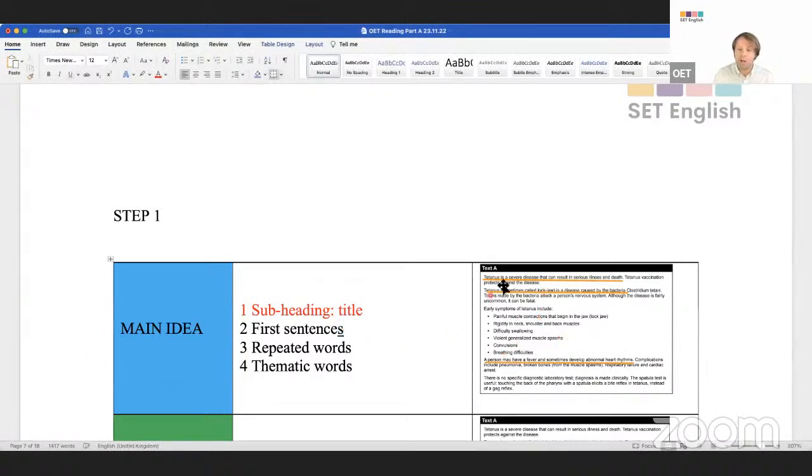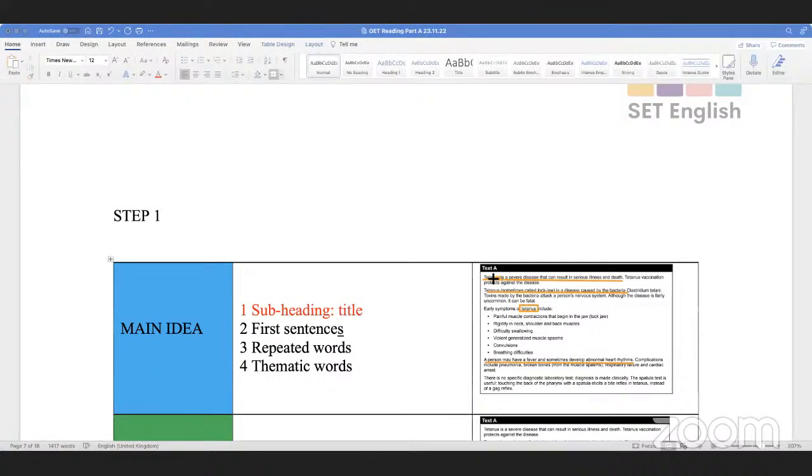What about repeated words? It's very simple, right? Look, guys, can you see this here? Tetanus. Tetanus. What do you think this text is about, guys? Tetanus. Right? So actually, this isn't very helpful in this example, but I'm just giving you an example of how to do this. Is this clear, guys? Repeated words like this. That's what we mean by repeated words. Now, the only thing I think that people sometimes get confused about is thematic words.